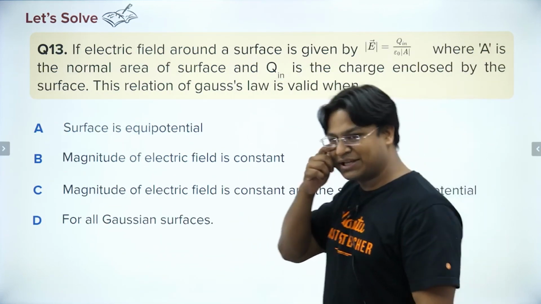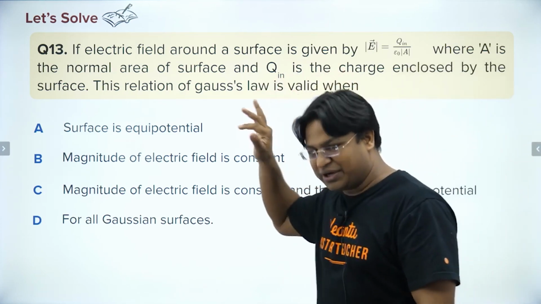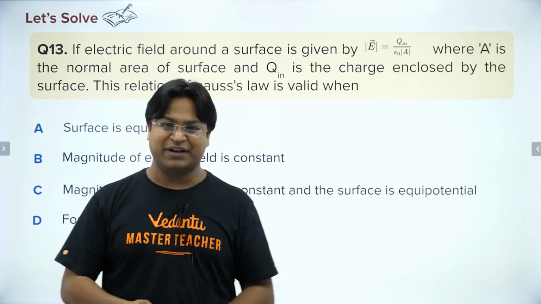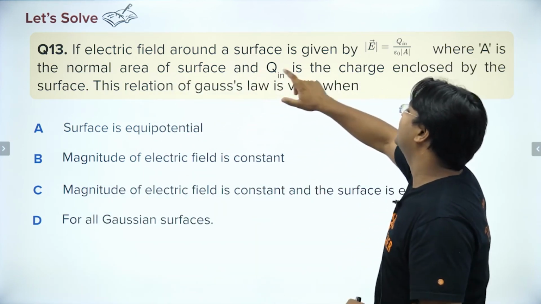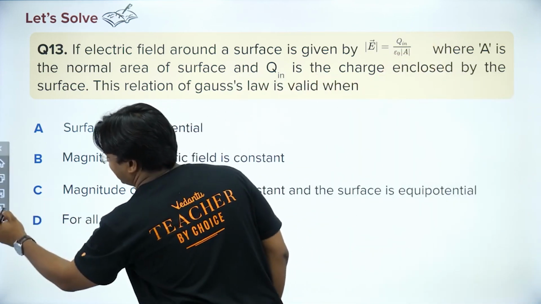Okay, now this question says if the electric field around a surface is given by, see, now this question is a theoretical one, slightly difficult, you may find this one. It says electric field around a surface is given by, see, check this one, this is actually sigma by epsilon naught, right?